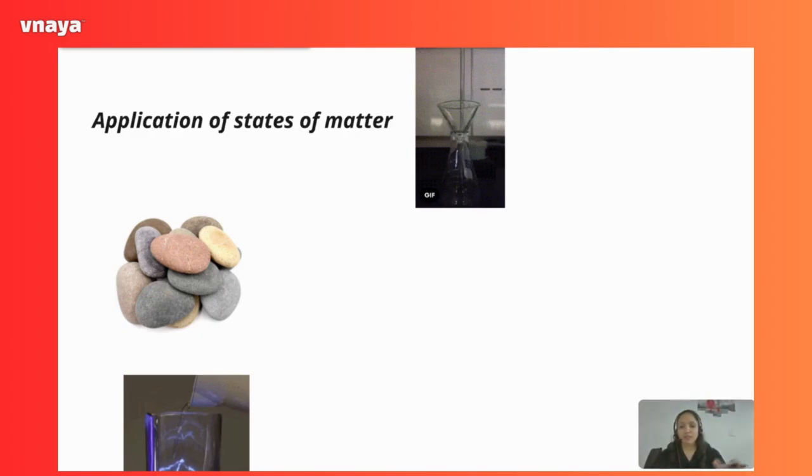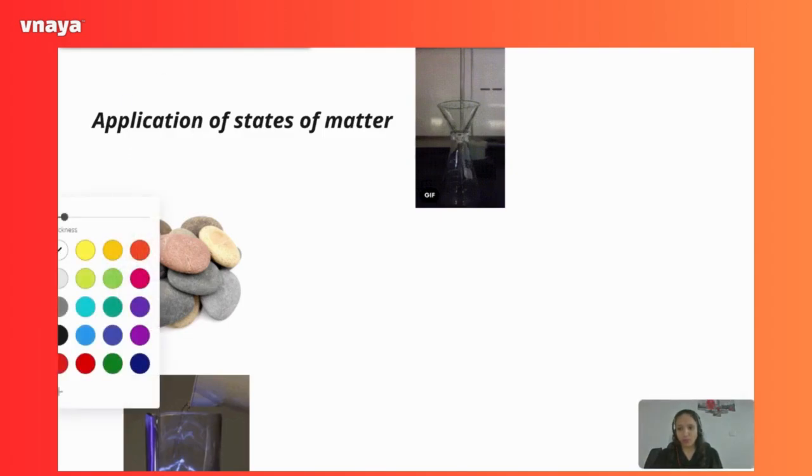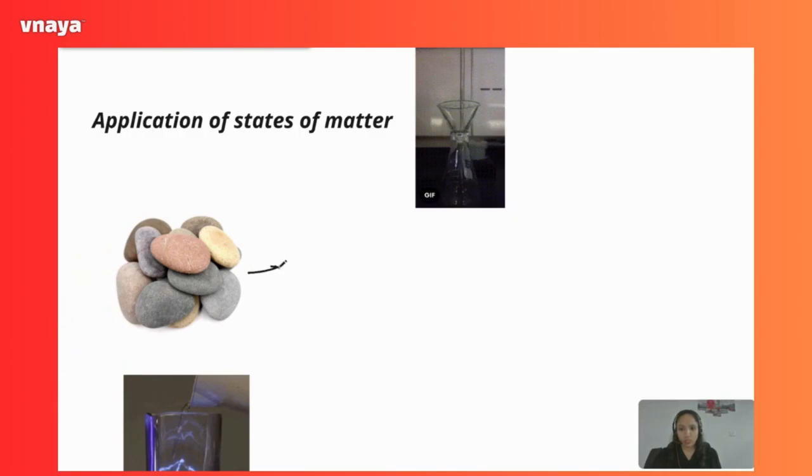So, first up, let's talk about solids. This rock is a great example of a solid. Solids have a definite shape and volume. This means that the rock will always look like a rock no matter where I take it. As you can see over here, we have this picture of the rock. It has proper shape, it has proper volume, no matter where we take it. So, this is the best example for a solid.